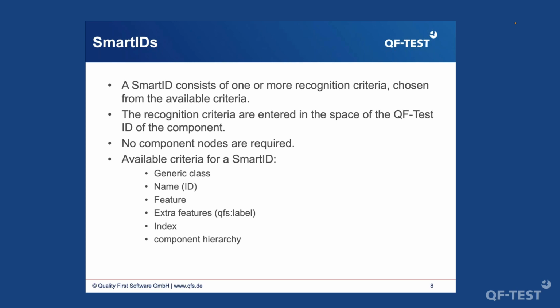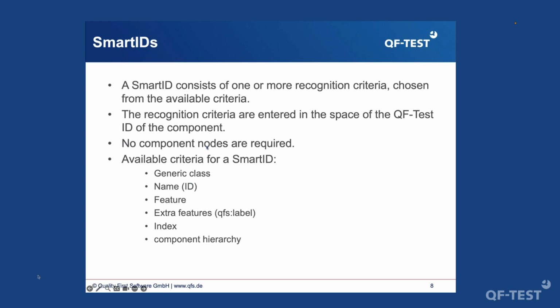So let's say, as I wrote in the first sheet, to simplify this a bit, we thought about our traditional components and also about a generic components approach, how we could simplify this for our end users. And then we defined this SmartID. So basically, with SmartID you can put one or more recognition criteria from all the available criteria. I'm just showing you, like name, like feature, like extra features, even index or generic class you could use in there to tell QFTest which one you want to use.